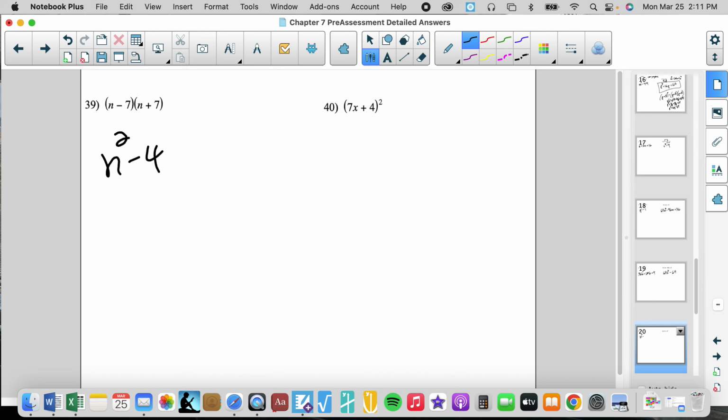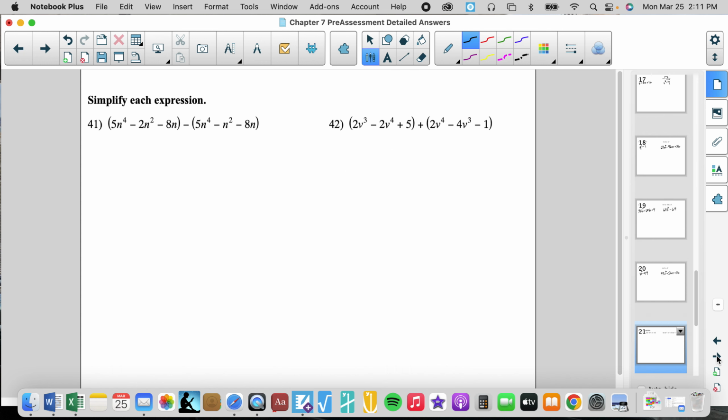n squared minus 49 is going to be the easiest way to do this. 49x squared, 7x times 4 is 28x, double it is 56x, plus 4 squared is 16. That's the speed that you want to do it.